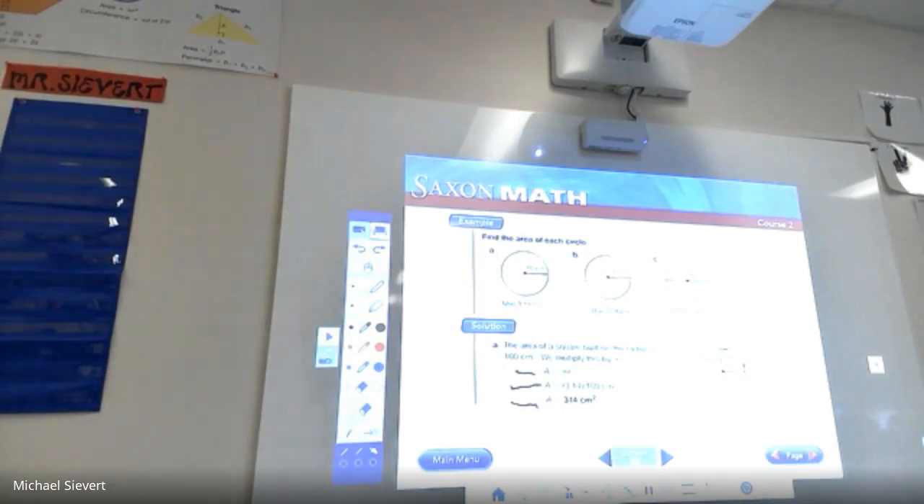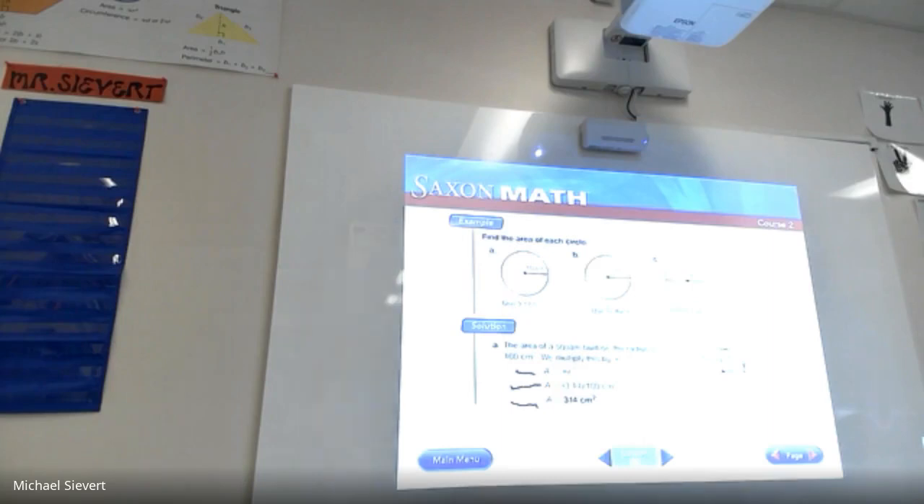So in your notes, I should see the circle and the U, 3.14 pi. Then underneath it or to the right of it, so you know where it goes, I should see the formula again, everything filled in, and then the answer.